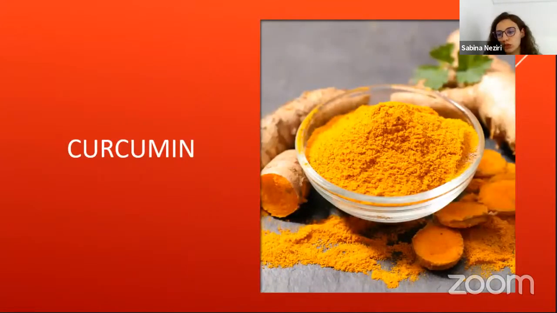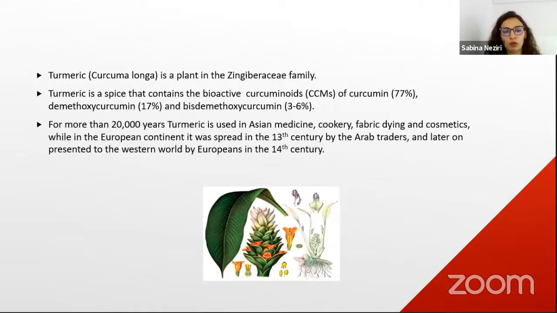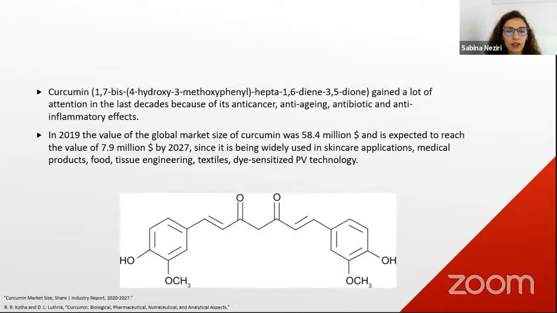Curcumin is one of the sources of these antioxidants. A phenolic compound that comes from the Curcuma longa plant. It's one of the 3 bioactive curcuminoids of it, and it's found in a big percentage. And it has been used for more than 20,000 years in Asian medicine, fabric dyeing, cosmetics, etc. And in the last years, it has gained a lot of attention because of its anti-aging, anti-cancer, antibiotic, and anti-inflammatory effects. And because of this, it has also gained an increase in the global market size.